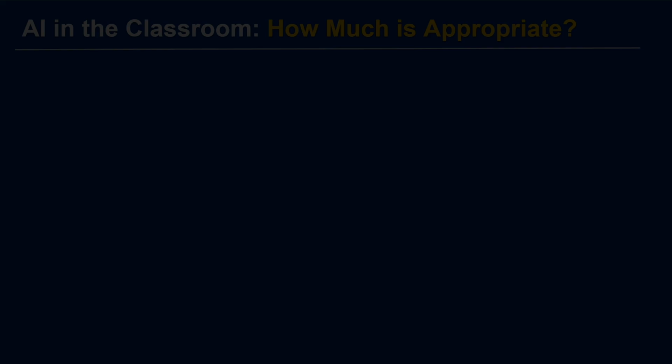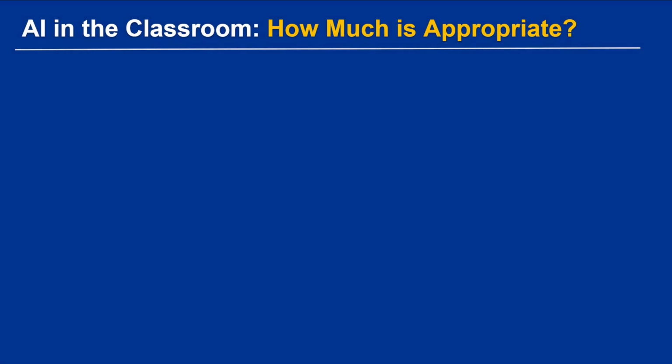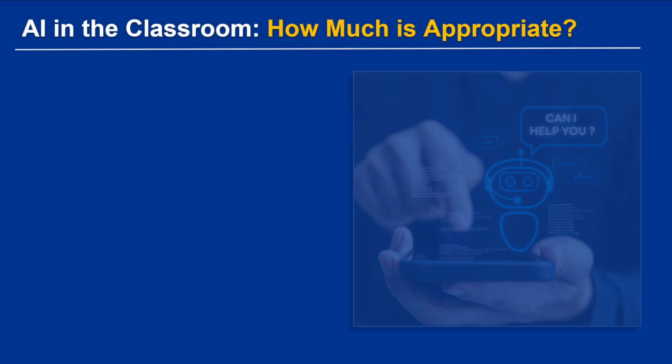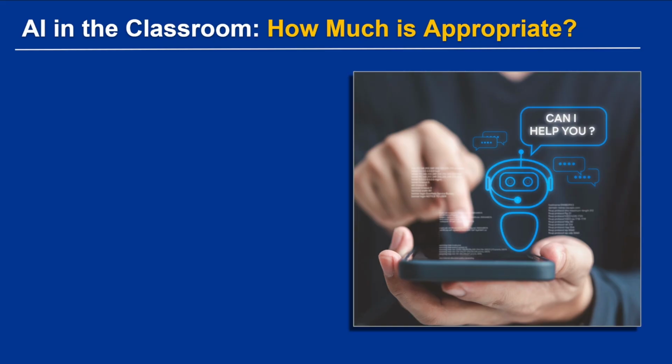So let's start with the tool that is on everyone's mind, AI in the classroom. We've talked about AI before in previous sessions, and I know many of you use it in your classrooms already, but how can we actually use it appropriately? ChatGPT and other AI tools can be super helpful, but they also can be misused if we don't teach students how to use them responsibly.